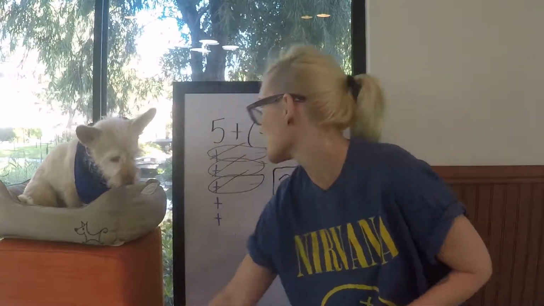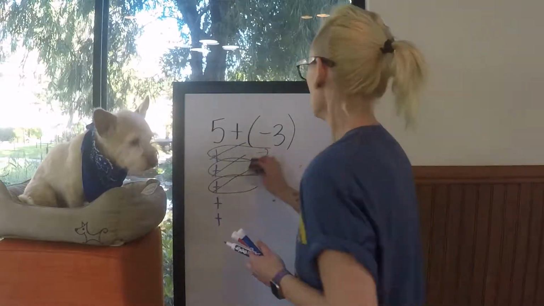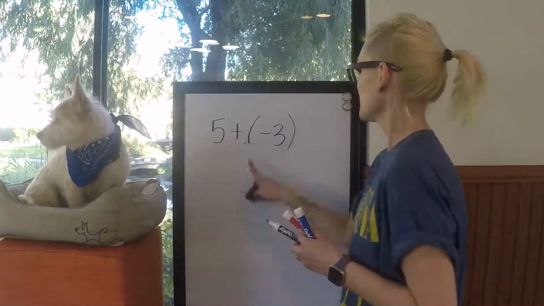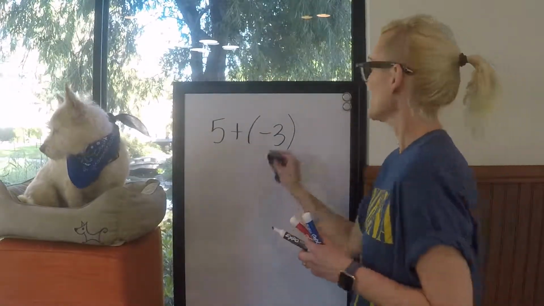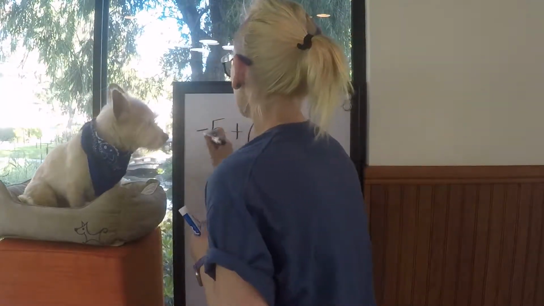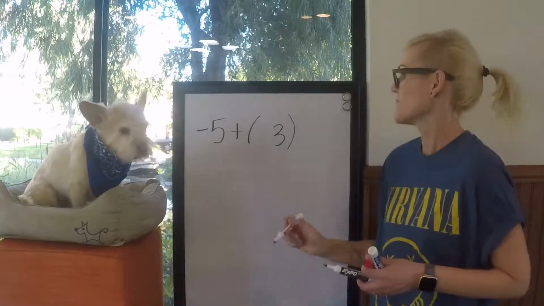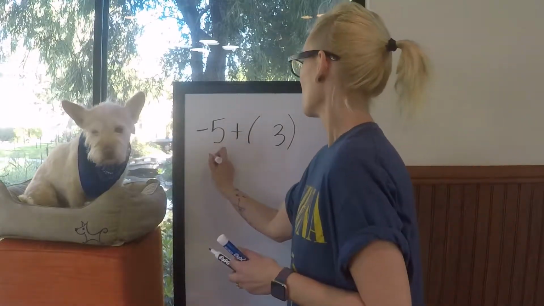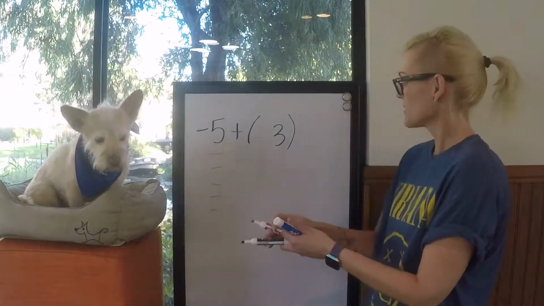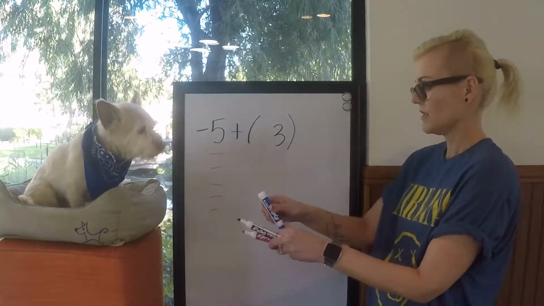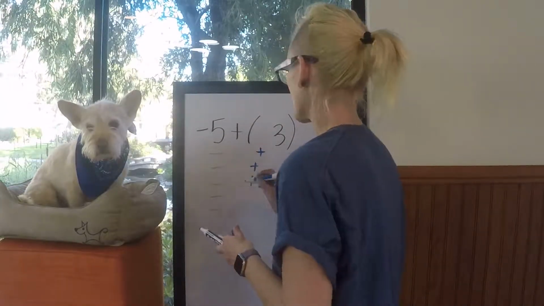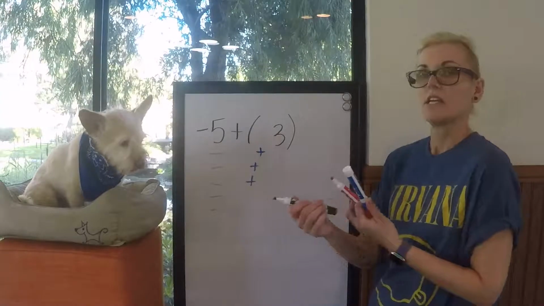So let's do the same problem. Let's change it up a little bit. Okay, so instead of this being a -3, let's have it be a +3, and let's make this be a -5. Okay, so I'm going to do the same thing, but this time I'm going to put 1, 2, 3, 4, 5 negatives, and I'm going to put 3 positives. So 1, 2, 3.